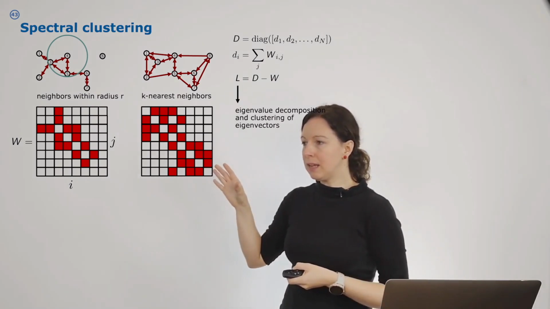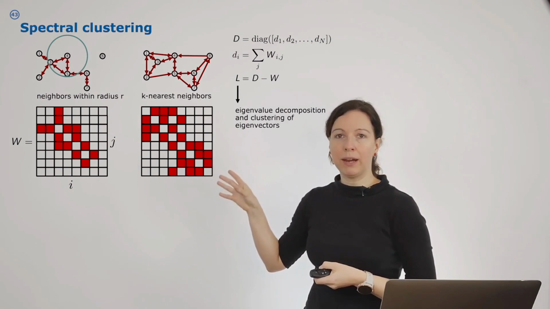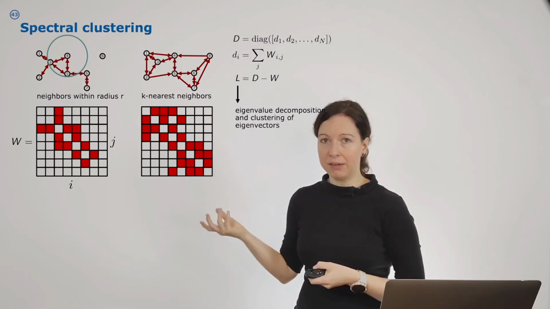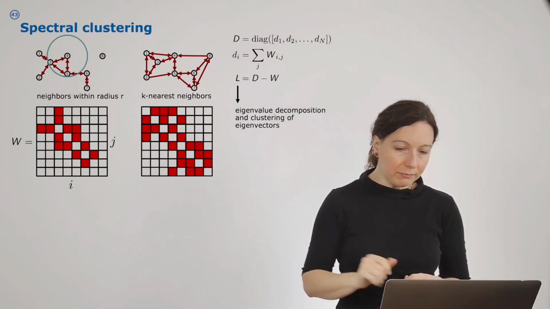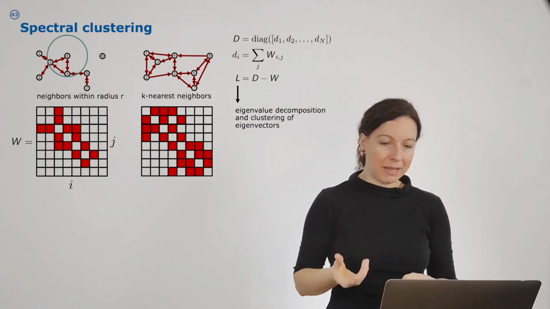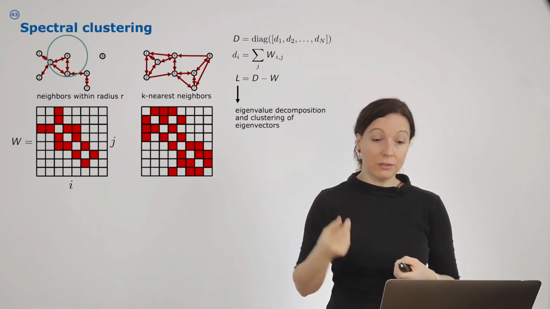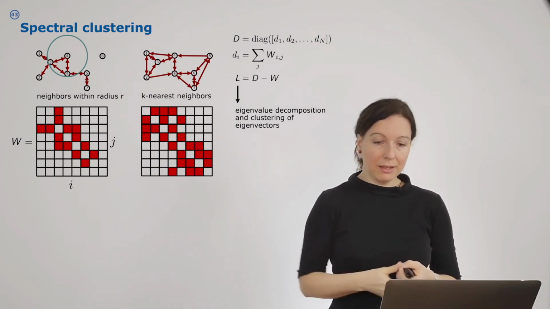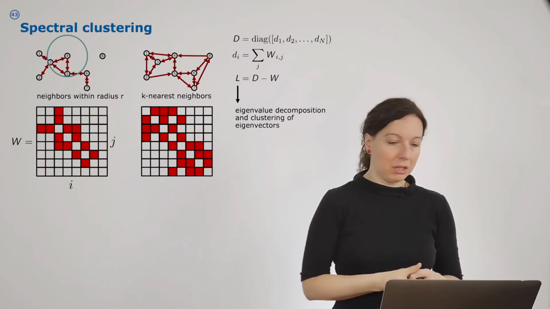For the k-nearest neighbor, it's similar, but here you need to be aware that the matrix is not symmetric, and we need a symmetric matrix. So you additionally need to make the matrix symmetric, for example, by transposing it and taking the maximum.